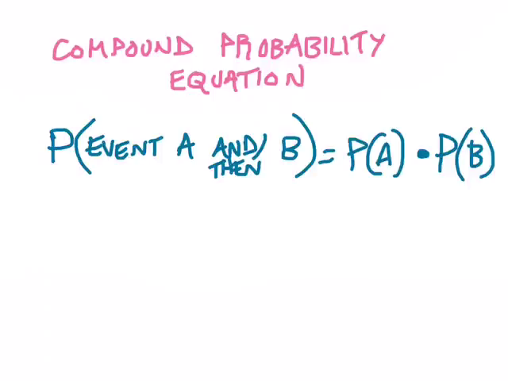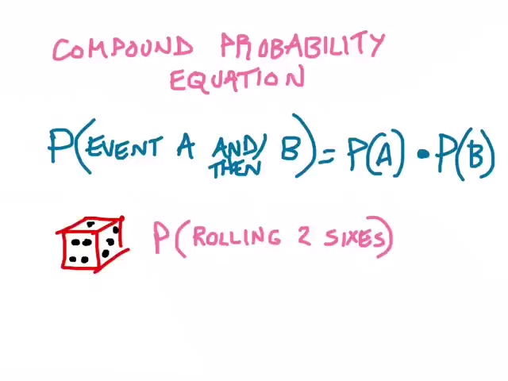If I want to find compound probability, the event A then event B, or A happens and B happens at the same time, all I have to do is say what's the probability of event A, what's the probability of event B, and I multiply them together. Here's an example. Say I'm rolling a regular 6-sided die, and I'm interested in basically the probability of getting 2 6s in a row, the probability of rolling 2 6s.